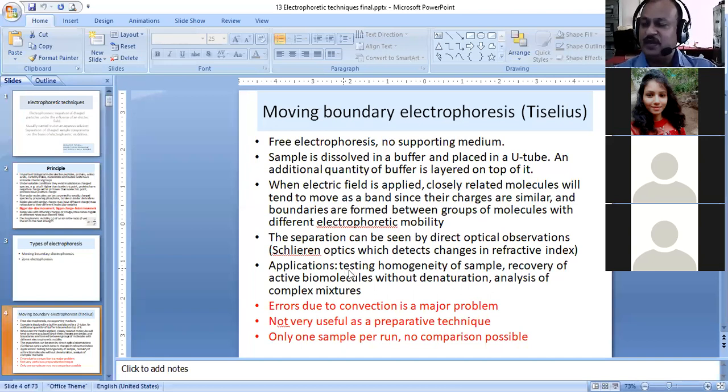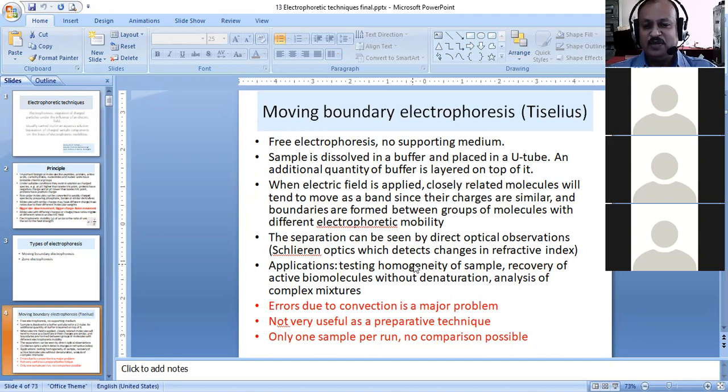Okay, so we use this technique for testing the homogeneity of a sample. What do you mean by this phrase, testing the homogeneity of a sample? Can anybody answer? Whether the components are the same or not, of the same molecular weight or the same properties or electric charges. Homogeneity of a sample. We are talking about the sample. So what does it mean? Uniform nature, uniformity of the sample. Uniform distribution of molecules in the sample.